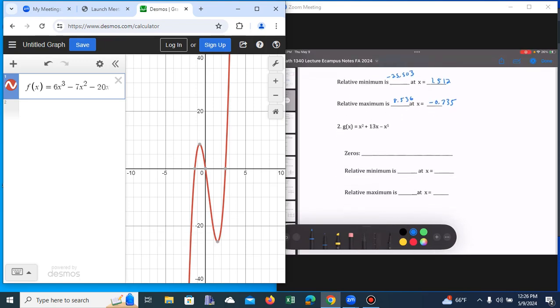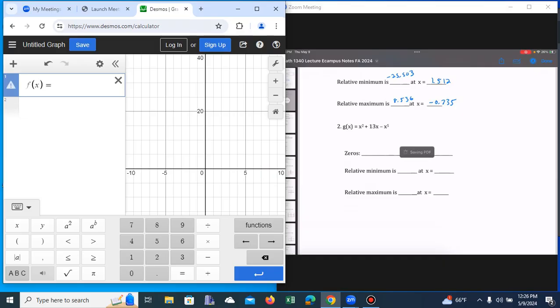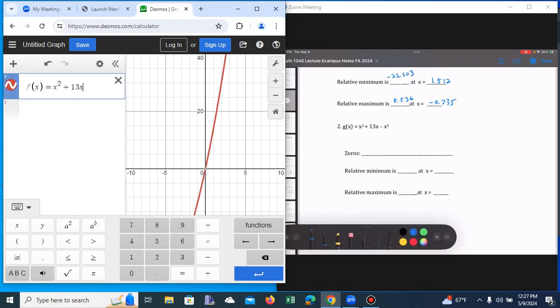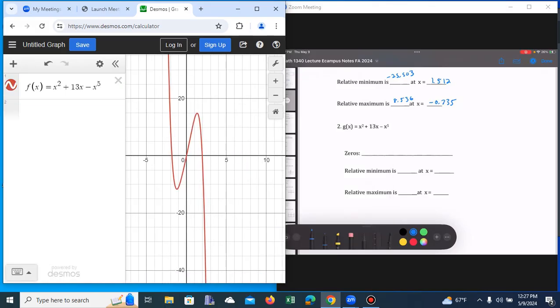Next one, x squared plus 13x minus x to the fifth. And you can see the 3 intercepts: negative 1.828, 0, and 1.967.